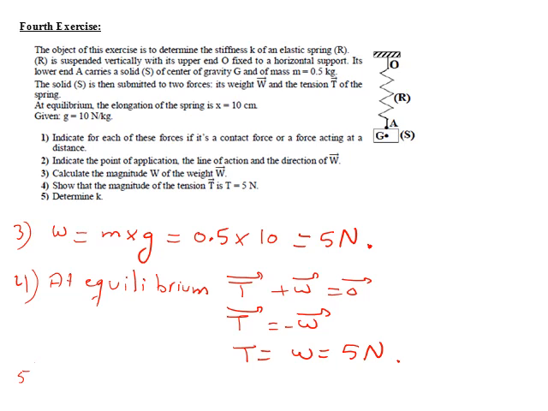Number 5. Determine K. Using Hooke's law, T equals Kx. So K is equal to T over X, equal to 5 over 10, equal to 0.5. Unit of K is Newton per centimeter.